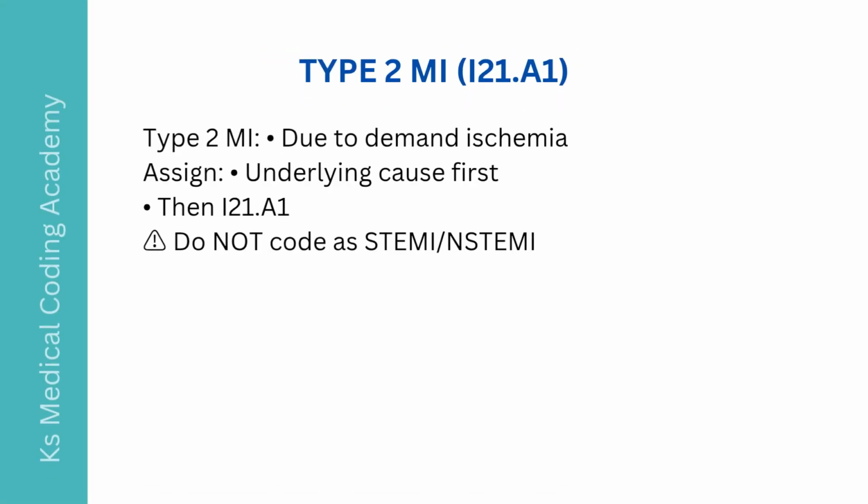Type 2 MI, I21.A1. Type 2 myocardial infarction occurs due to demand ischemia. For type 2 MI, code the underlying cause first, if applicable. Then assign I21.A1. Do not code type 2 MI as STEMI or NSTEMI.